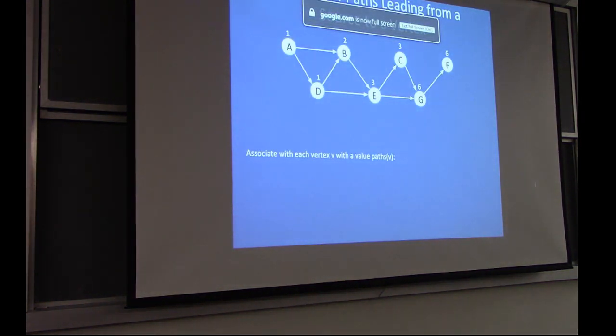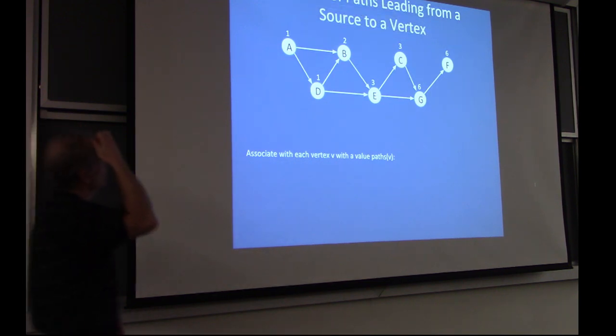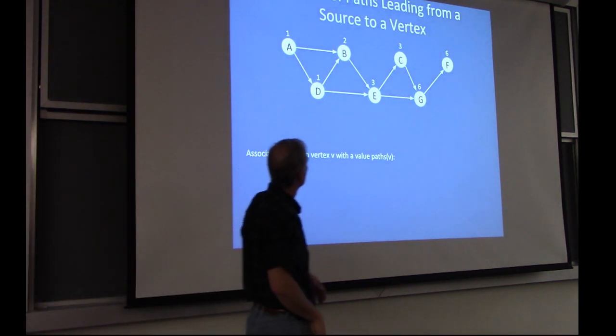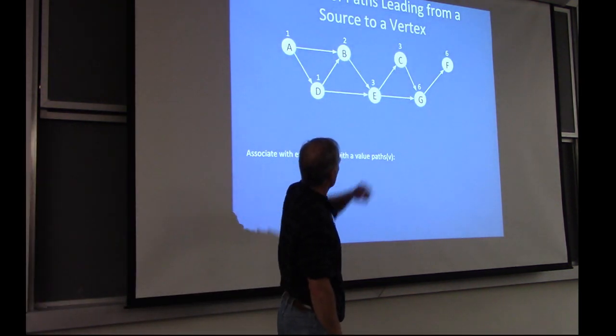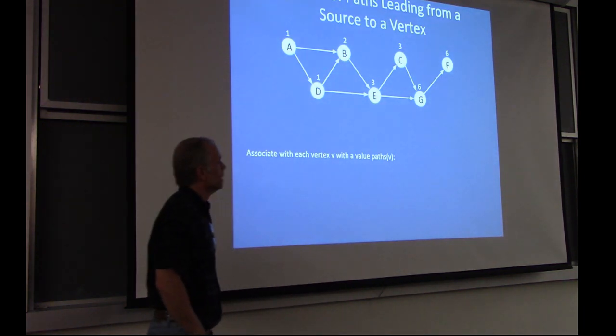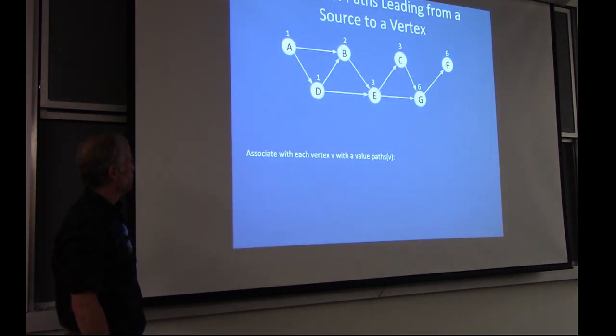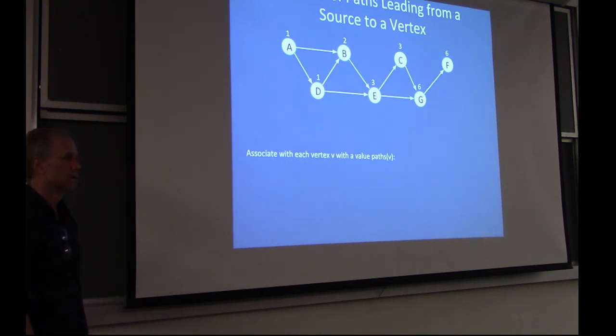Okay, this is another one we looked at. Number of paths leading from a source to a vertex. So it says right there are 6 paths, where there's 6 ways to get to F starting from a source. Okay, can you find the 6 different paths? What would be one path to get from A, which is the only source, to F?